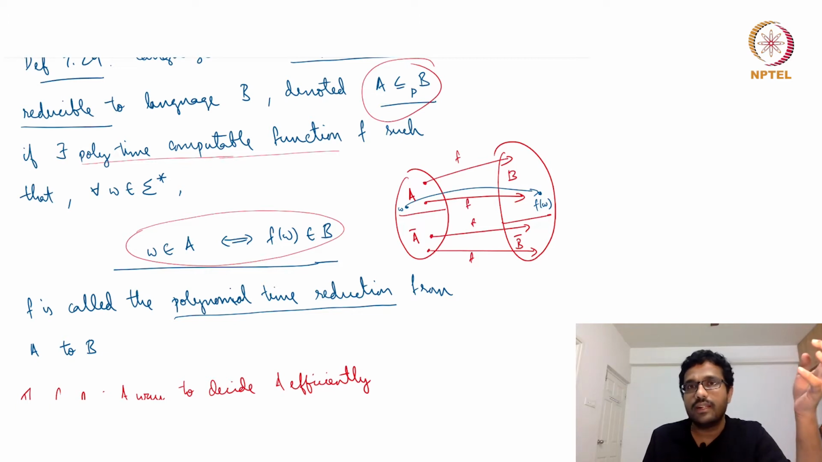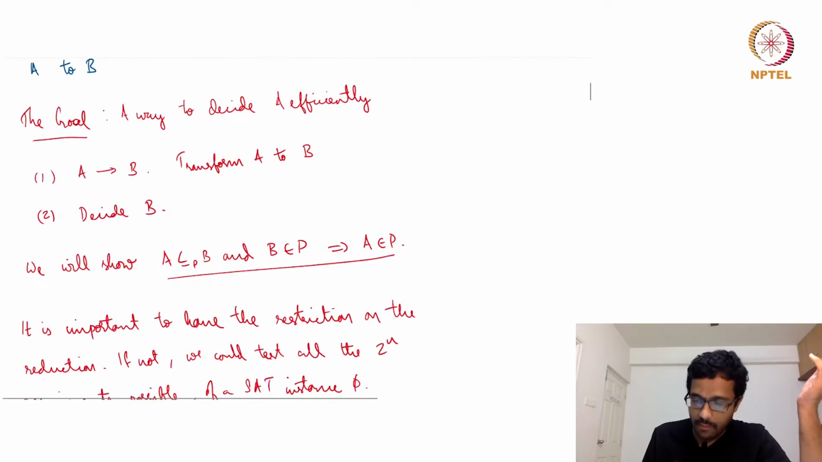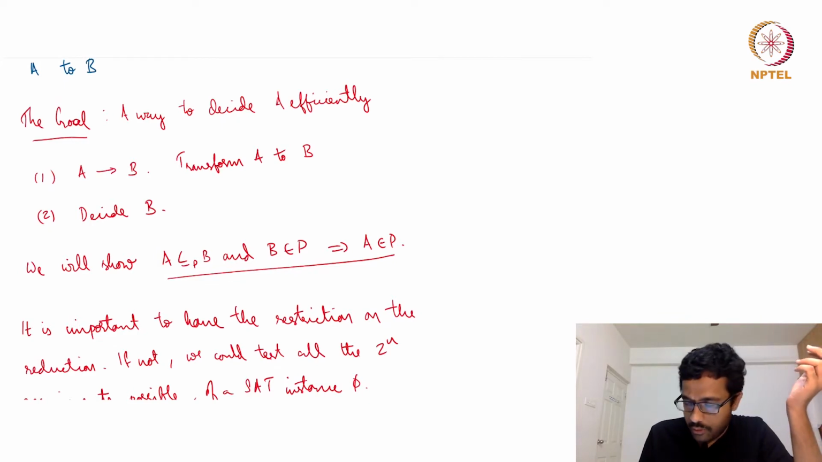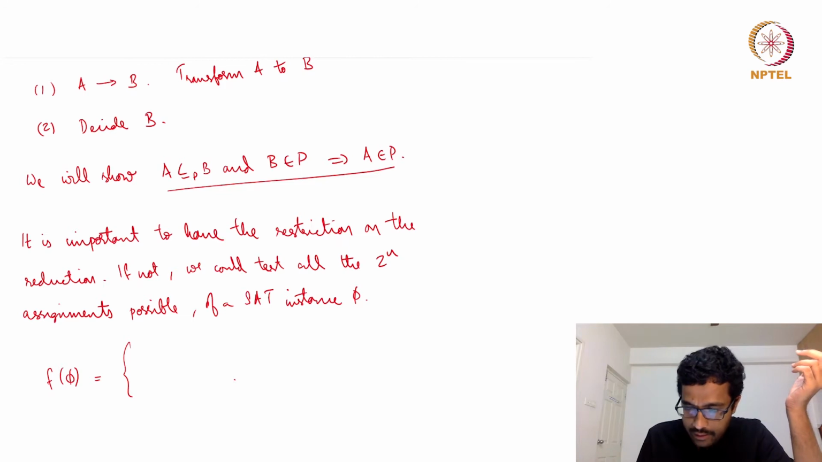We will also see other reductions. You may have seen mapping reductions in theory of computation, with a subscript of M. In the future we will see log space reductions, with another subscript. The principle is the same, but the constraint on the reduction machine is different. Here it is polynomial time, there it will be something else. We will soon see that if you can reduce A to B in polynomial time, and B itself is decidable in polynomial time, then A is also decidable in polynomial time.